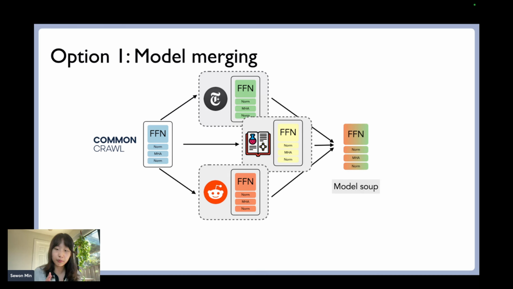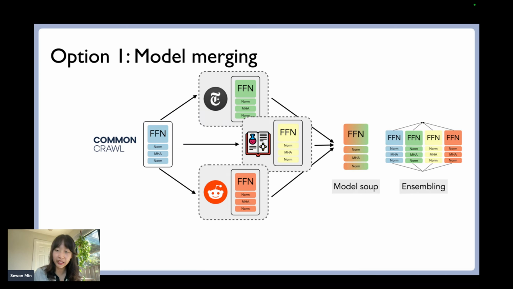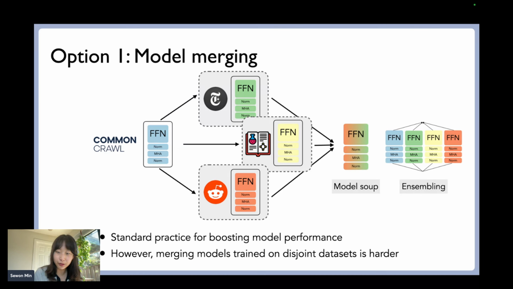And model merging can be broadly categorized into 2 different approaches. One is called model soup or weight merging, where the idea is we do weighted merging over all parameters into a single model. And then the other is ensembling, which means you keep each individual model separately, but then when you have a test input, you get an output probability distribution from each model, and then do weighted ensembling over them. So both model soup and ensembling are actually standard practices in standard language model training for boosting model performance.